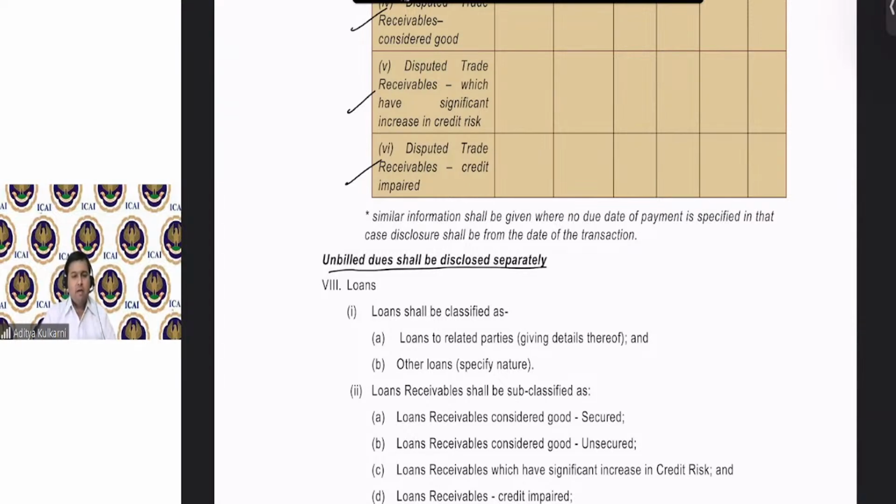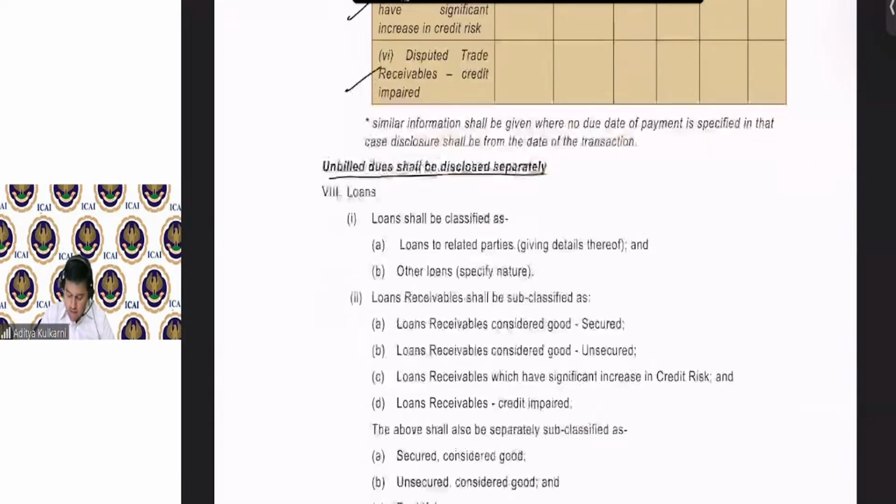Basically, this talks about something like your contract assets, which we have studied in Ind AS 115, where you have performed the obligation, but probably you have not raised an invoice, but you have to recognize the revenue in line with the standard Ind AS 115. So there you will have a contract asset that gets created. So it becomes an unbilled due. So you will have to disclose it separately.